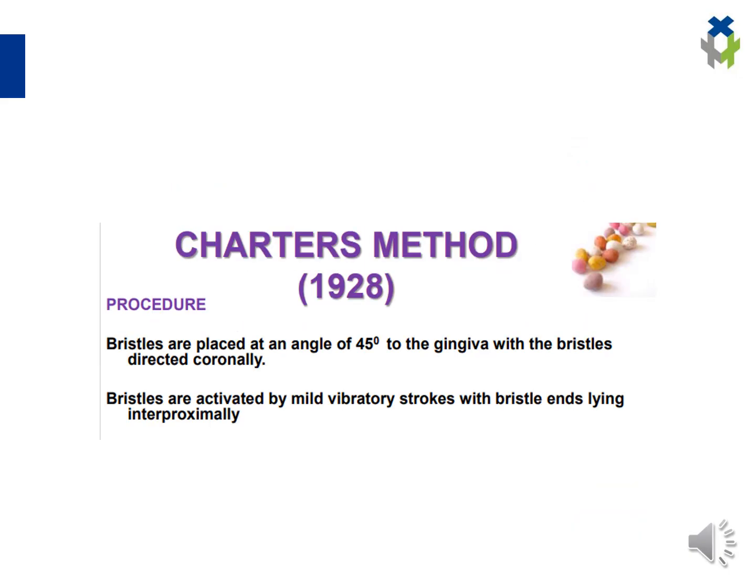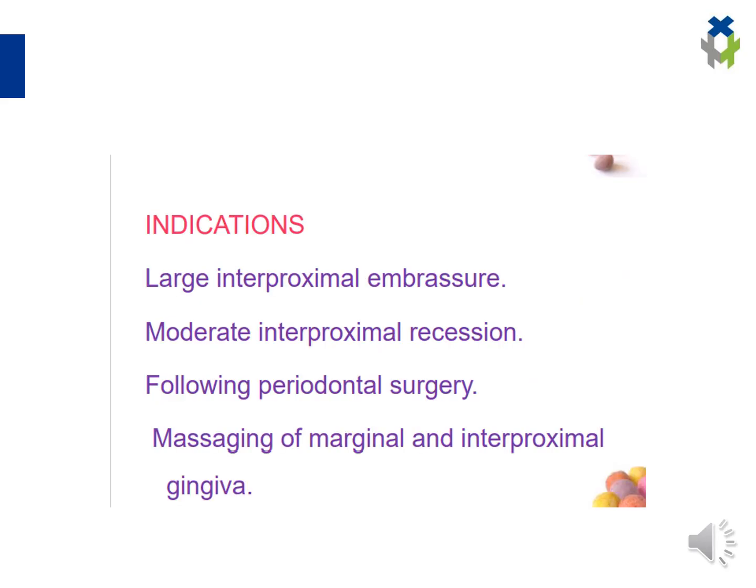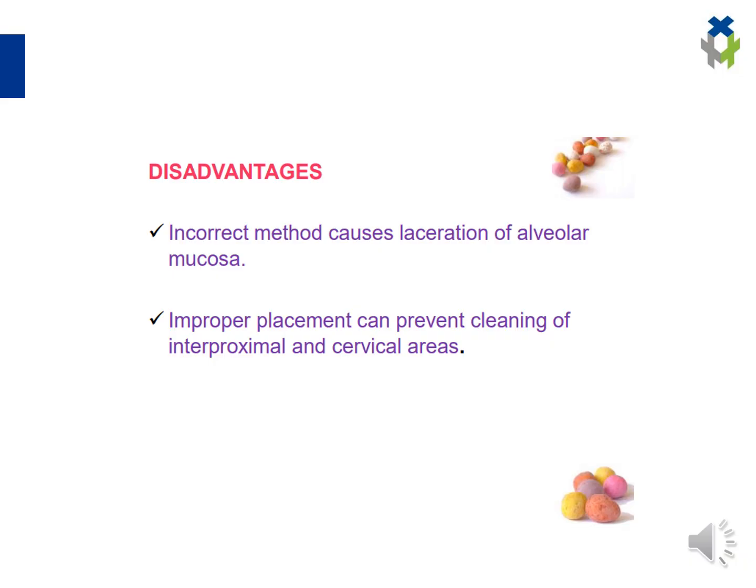Charter's method, the bristles are placed at an angle of 45 degrees to the gingiva with the bristles directed coronally. Indications are large interproximal embrasures, moderate interproximal recession following periodontal surgery, and massaging of the marginal interproximal gingiva. Disadvantages are that an incorrect method causes laceration of the alveolar mucosa.